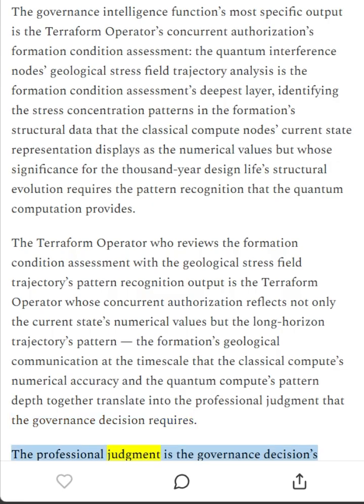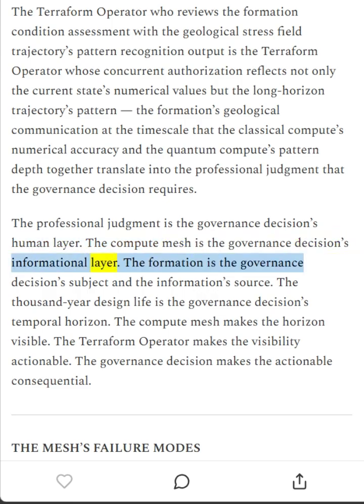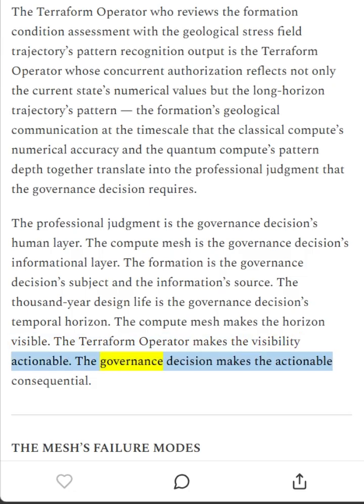The professional judgment is the governance decision's human layer. The compute mesh is the governance decision's informational layer. The formation is the governance decision subject and the information source. The thousand-year design life is the governance decision's temporal horizon. The compute mesh makes the horizon visible. The Terraform operator makes the visibility actionable. The governance decision makes the actionable consequential.